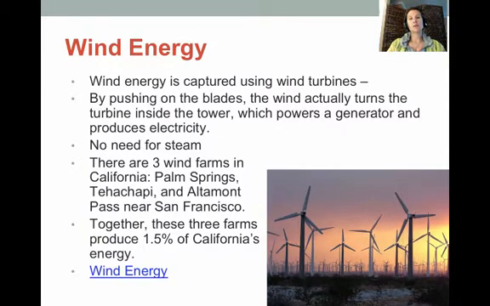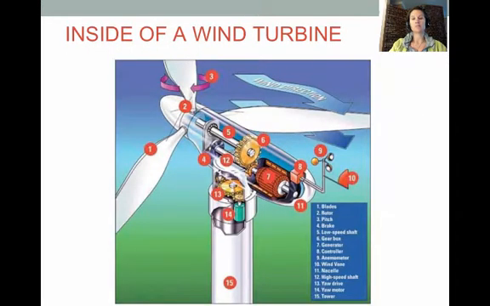Now we have a total of 3 wind farms in California. You know, the one in Palm Springs out at Windy Point and around there. There's one up at Tehachapi Pass, and then another one at Altamont Pass near San Francisco. And together, these 3 farms produce about 1.5% of California's energy, which is actually pretty good considering. There's a link there on the PowerPoint slides. You can take a look at that.